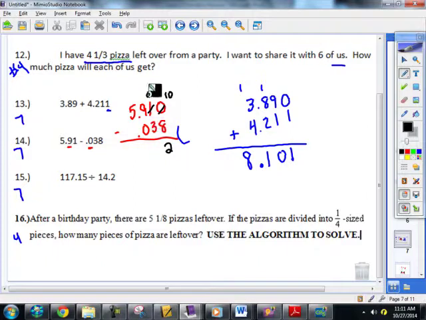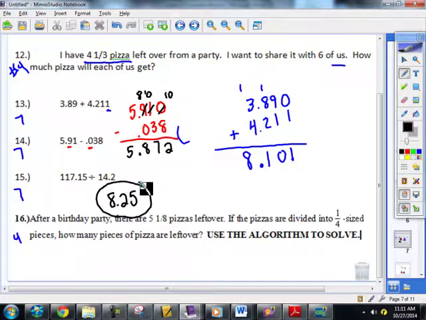Now I'm on to the pennies or the hundredths. I can't take 3 from 0, so I must borrow a dime. Turn that into 10 pennies. 10 pennies minus 3 pennies is 7. 8 minus 0 is 8. Bring my decimal straight down, and I get 5.872. Okay. This one we already did in class. It's 8.25. We did that one all together.